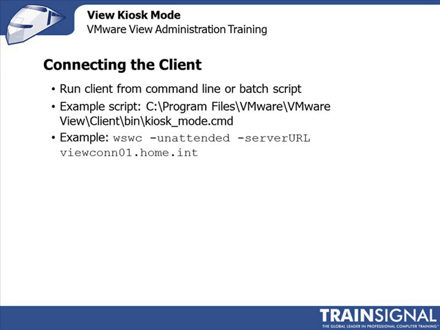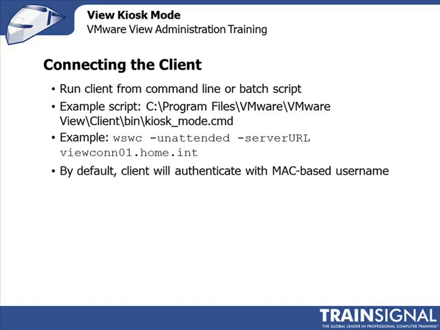An example of this command uses the wswc executable, which is our View client, and gives it the -unattended flag. If you haven't set a default value for the server connection on the client device, you'll need to provide the -serverURL flag to identify the connection server that this client will connect to. By default, this command will use the MAC address-based username. By providing -unattended, that tells the View client to go through the same algorithm that the vdmadmin command would have used to generate that particular username.